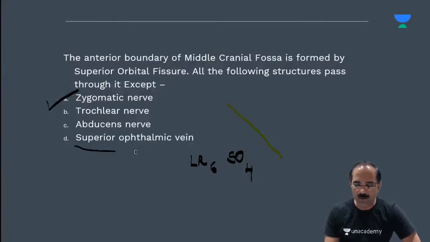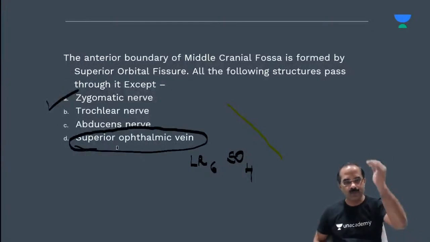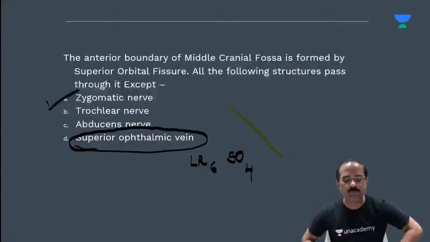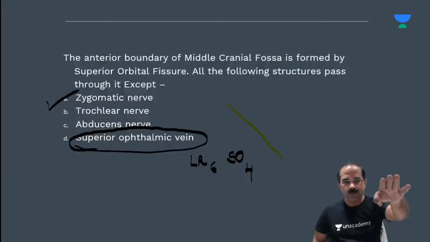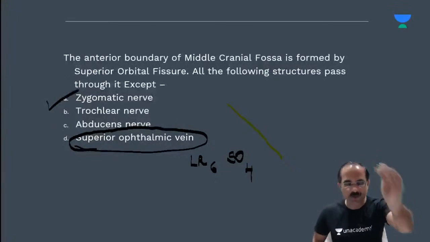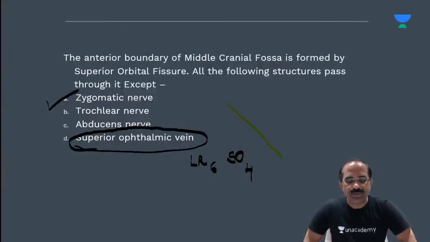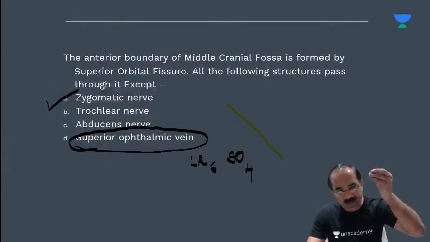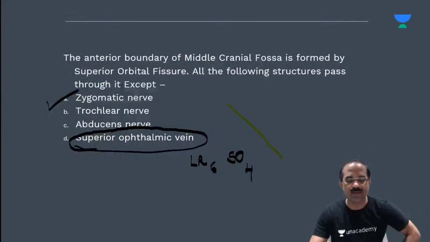You know the superior ophthalmic vein, it drains into what? कोई बोल सकता है, ये superior ophthalmic vein is a tributary of what? Come on students, this is important. The cavernous sinus. Very good, Wasim. So the superior ophthalmic vein is a tributary of cavernous sinus.